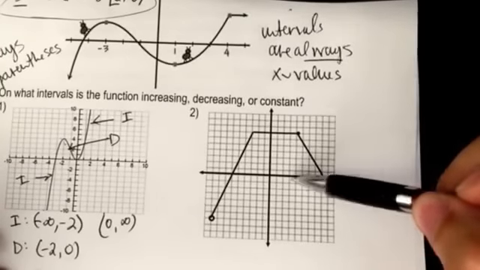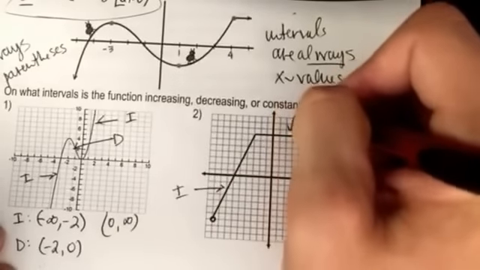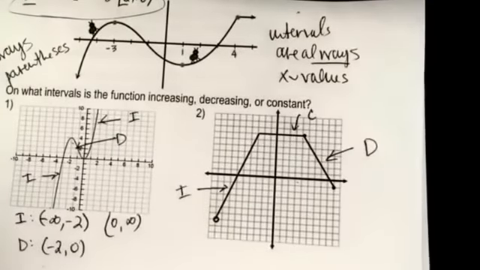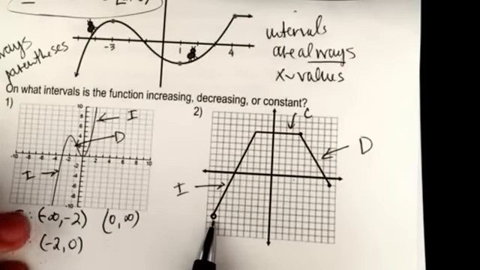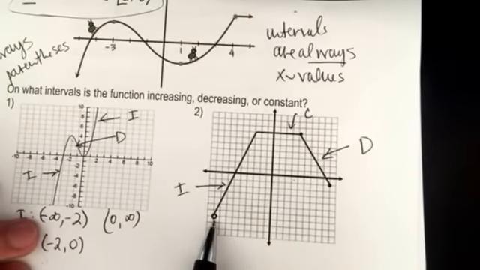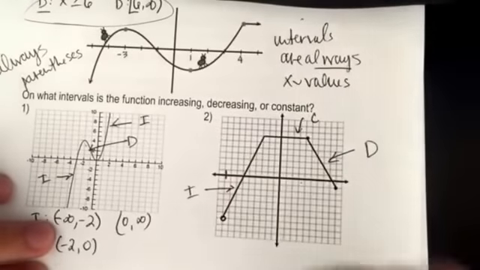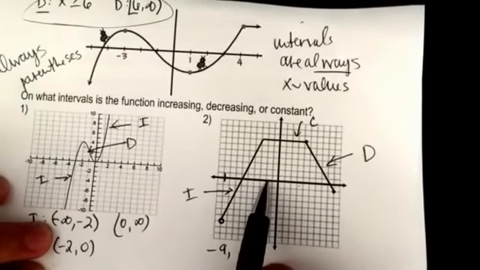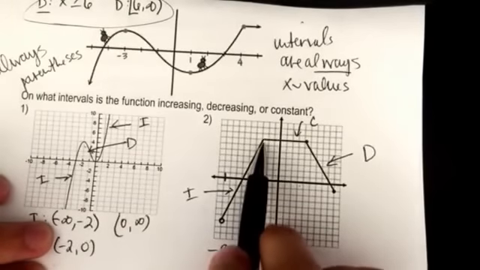In the next one, when we're looking from left to right, we have an increase interval, we have a constant interval, and we have a decrease interval. From left to right. So that increase starts at an x value of negative 9, because that's my x value here, negative 9. So from negative 9 all the way up until 1, 2, 3, 4, oops, looks like 3, an x value of 3.